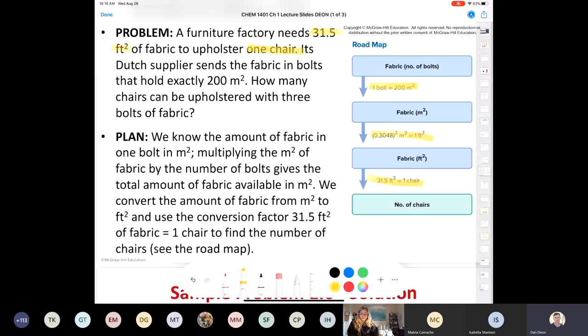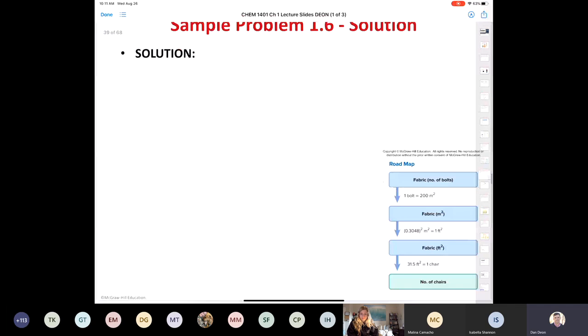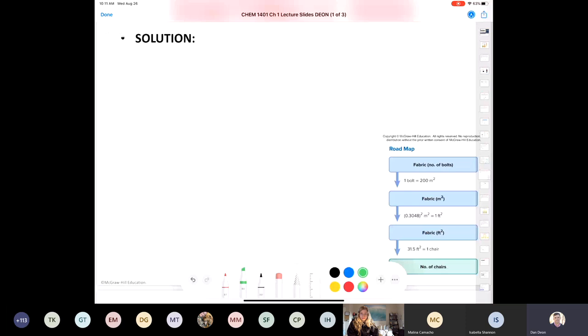What do we start with? Where we're starting is, we've got 3 bolts of fabric, and we want to figure out how many chairs. Okay, so let's go on to the next page. I've got some room over here. You can see that I put all my conversion factors in the bottom right so I don't get confused. And let's start out with our 3 bolts of fabric, right? That's what we're starting with.